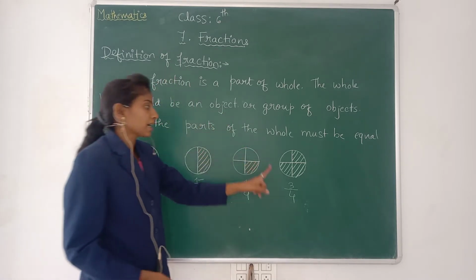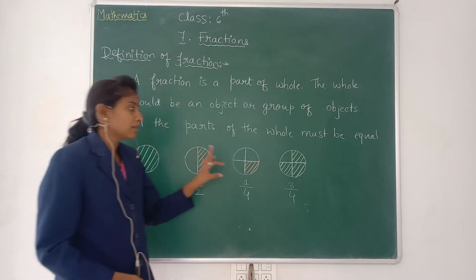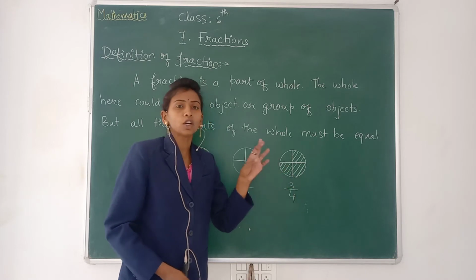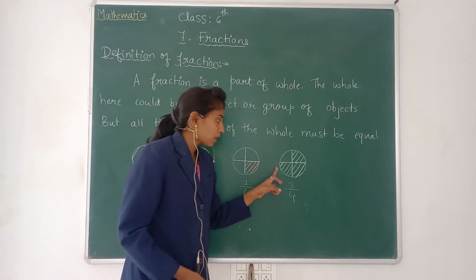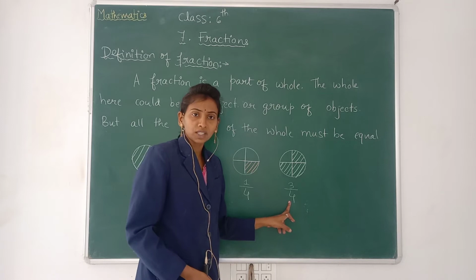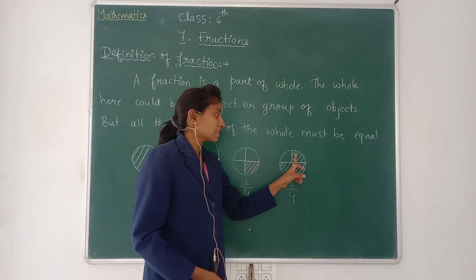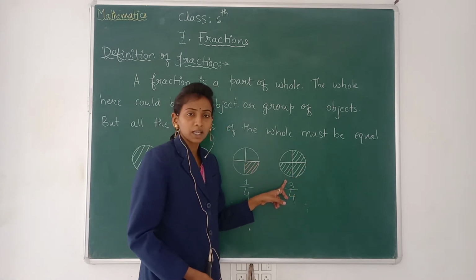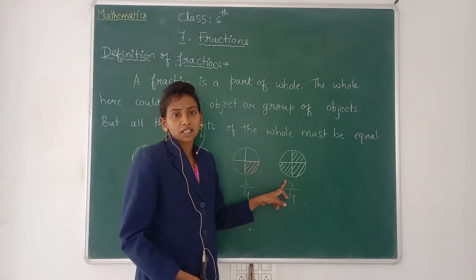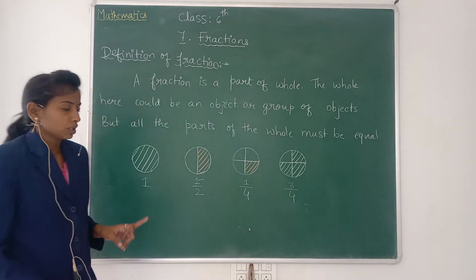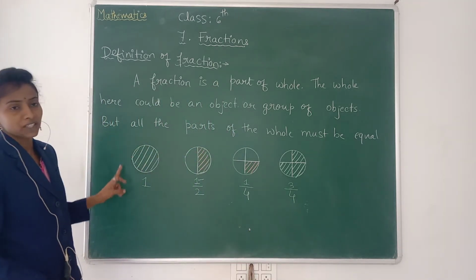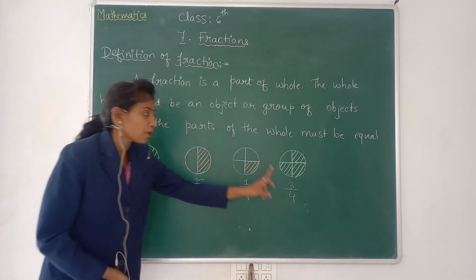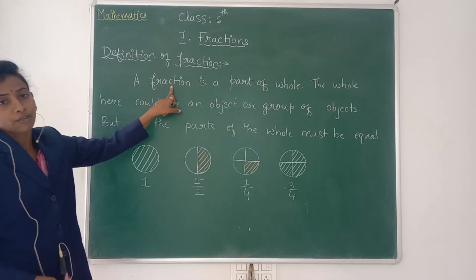In the fourth diagram, I am dividing the whole circle into 4 equal parts: 1, 2, 3, 4 equal parts. How many equal parts you made, you write in the downside. Here I have shaded 1, 2, 3 parts, and that you write in the upside. That is 3/4, a part of this whole. So 3/4 is called a fraction.